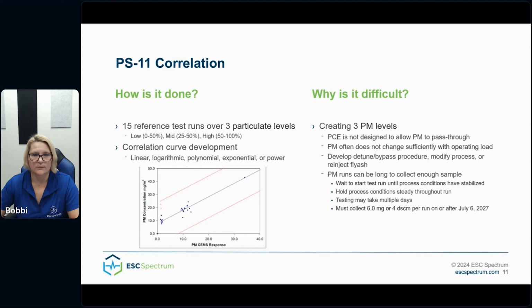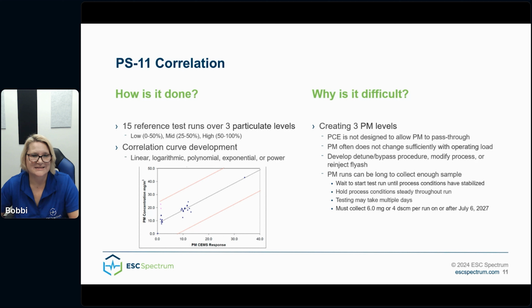Once you have a PM concentration value, it will need to be converted to standard conditions, which will require temperature and pressure readings. So an important note when doing this is a lack of range can result in curves that are not representative of the overall monitor response. So while PS11 does give you some flexibility in the levels, 0 to 50, the 25 to 50, and the 50 to 100, getting a good range over your full operating limit will give you a better curve and more repeatable.